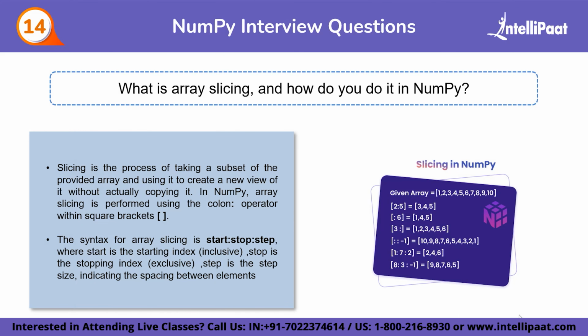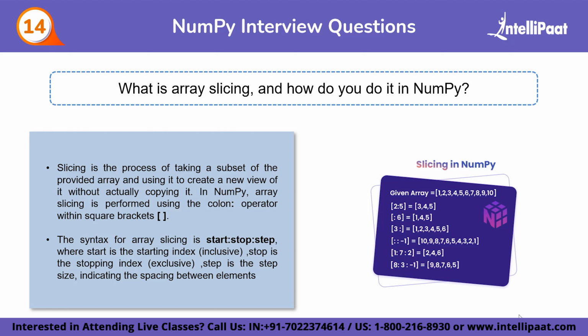Moving on to our next question, which is, what is array slicing and how do you do it in NumPy? So for example, take an array as 1, 2, 3, 4, 5, 6, 7, 8, 9, 10 in the screen and consider different cases as shown in the image along with the respective outputs. So slicing is the process of taking a subset of the provided array and using it to create a new view of it without actually copying it. In NumPy, array slicing is performed using the colon operator within square brackets. And the syntax is, as I told, start, stop, step, where the start is the starting index, which is inclusive, stop is the stopping index, which is exclusive, and step is the step size indicating the spacing between the elements.